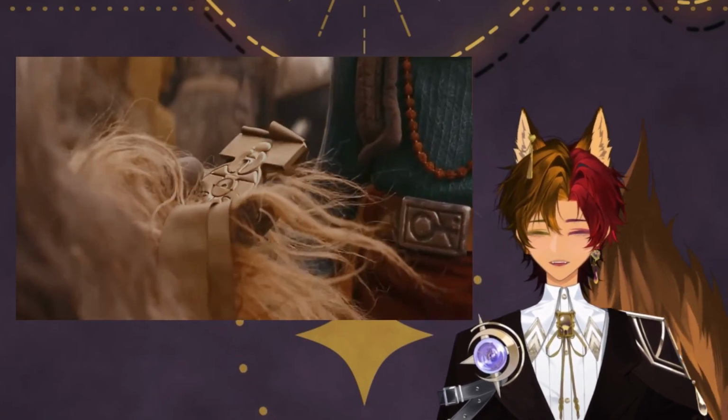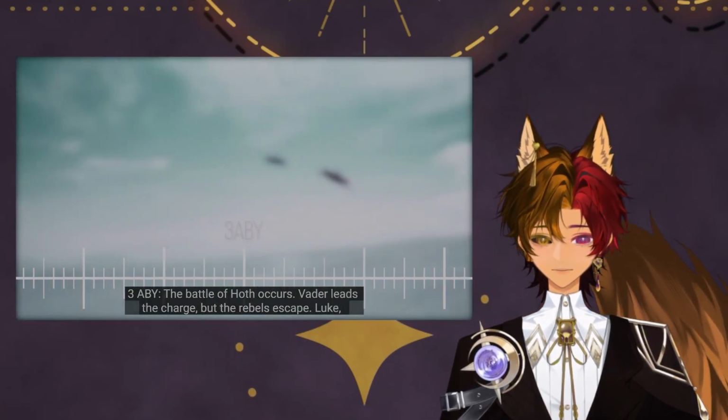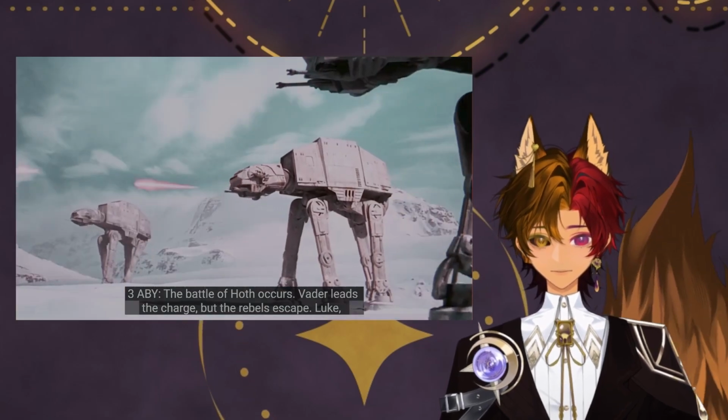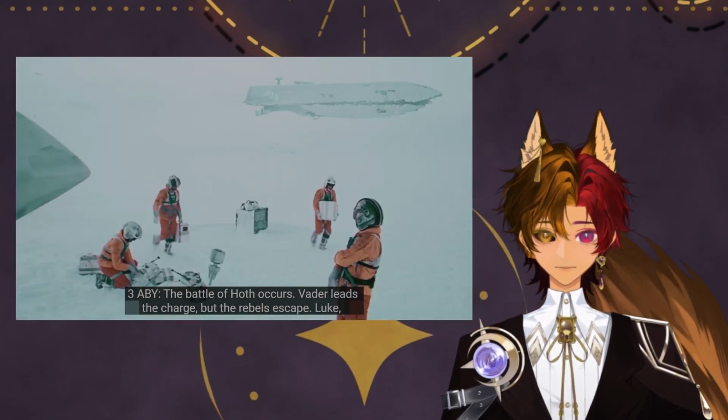Rise of Skywalker, I think. 3 ABY. The Battle of Hoth occurs. Vader leads the charge, but the rebels escape.